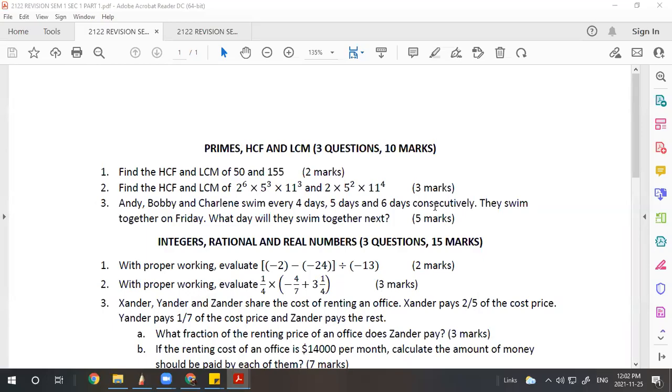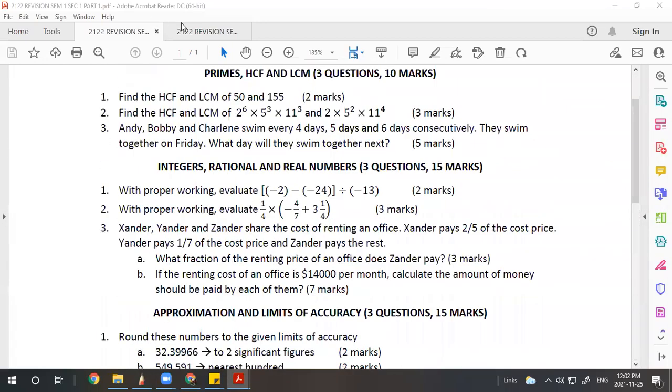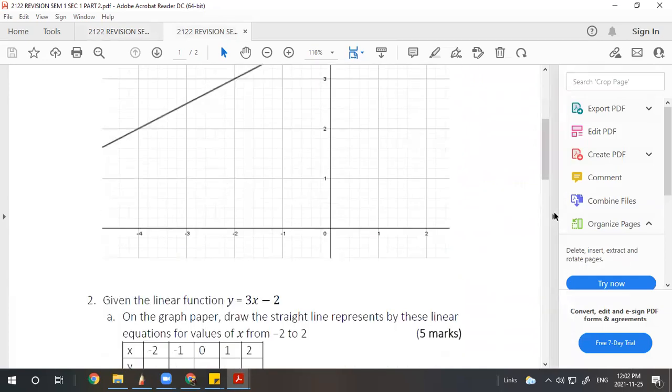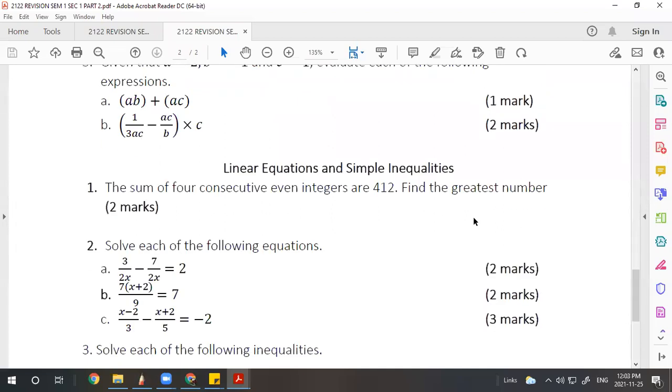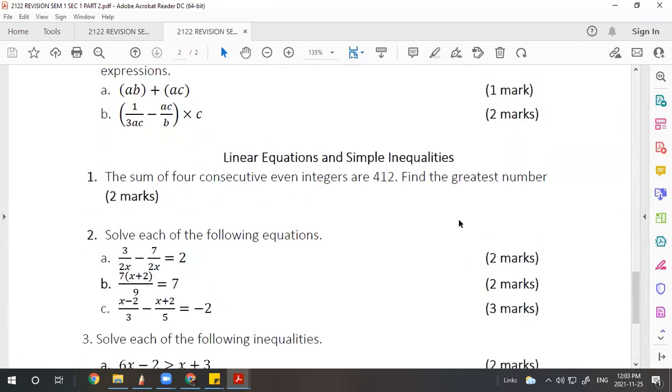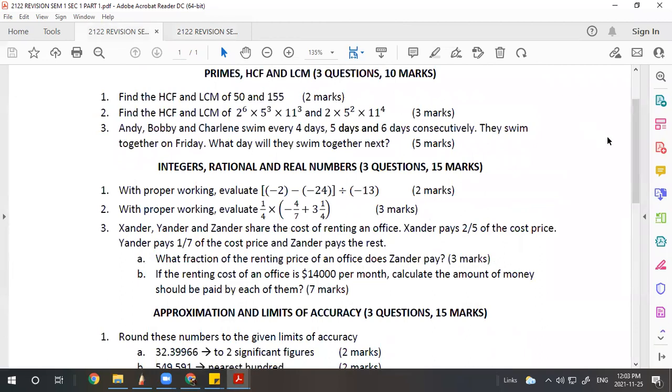Okay, guys, now we're going to learn about the revision for semester 1, sec 1, part 1 and part 2. We have to discuss all the numbers here. And next we go to the second semester, the second part. So it's quite a lot, but I think we can finish it in 1 hour or more.